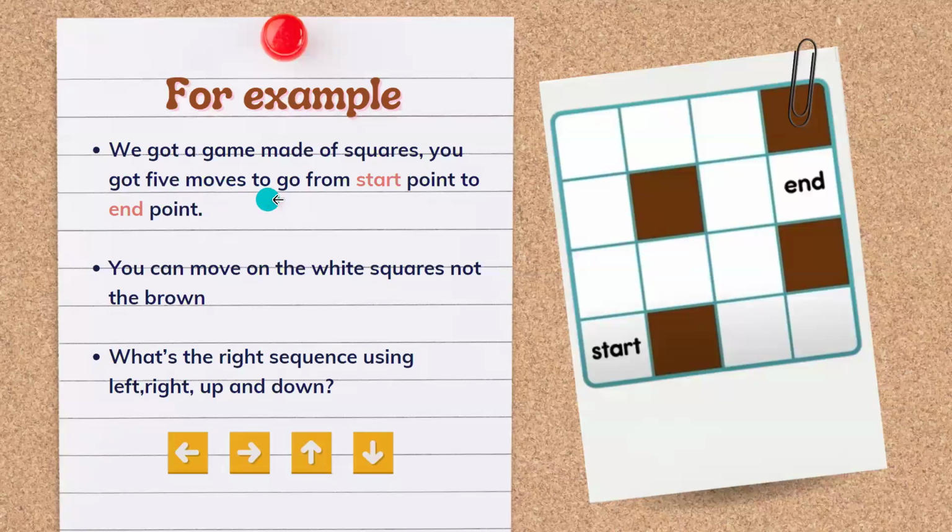We have 5 moves to go from the start point to the end point. We have to move 5 steps below. Okay, the instruction is the rule: you can move on the white squares, not the brown.